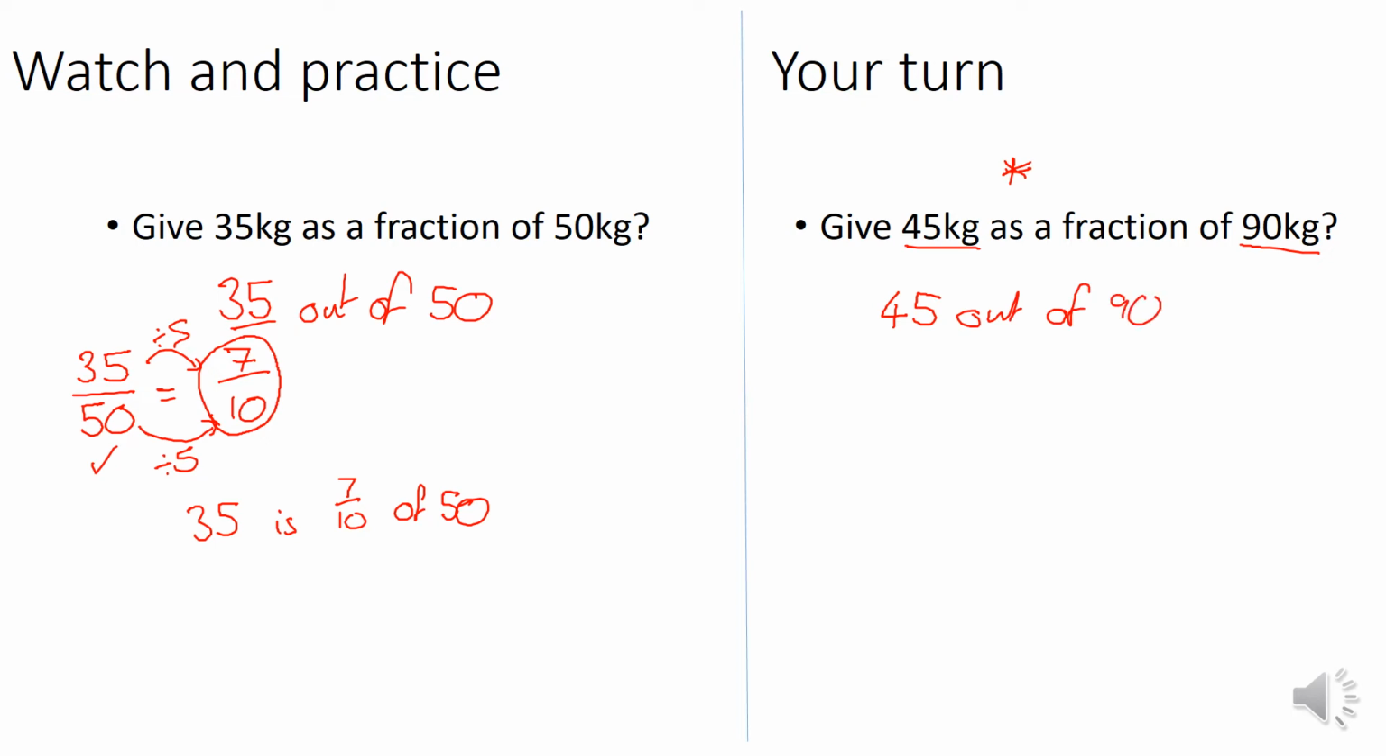is as a fraction. So it's out of 90, so the bottom of the fraction is going to be 90 because it's out of 90. And we've got 45, so it's 45 out of 90. We can write that as a fraction, 45 out of 90. So now, while this is correct, it's not our final answer because it's not simplified. So what can we divide 45 and 90 by?